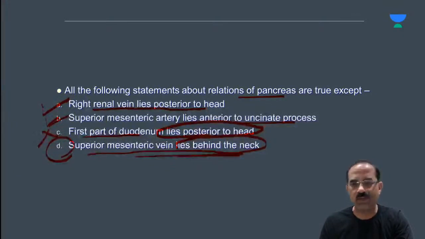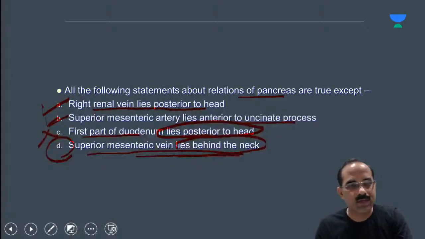So I just want you to understand, students, behind the neck of the pancreas there are two veins. In the upper part it's the portal vein, in the lower part it's the superior mesenteric vein. Perfect to all of you students, perfect.